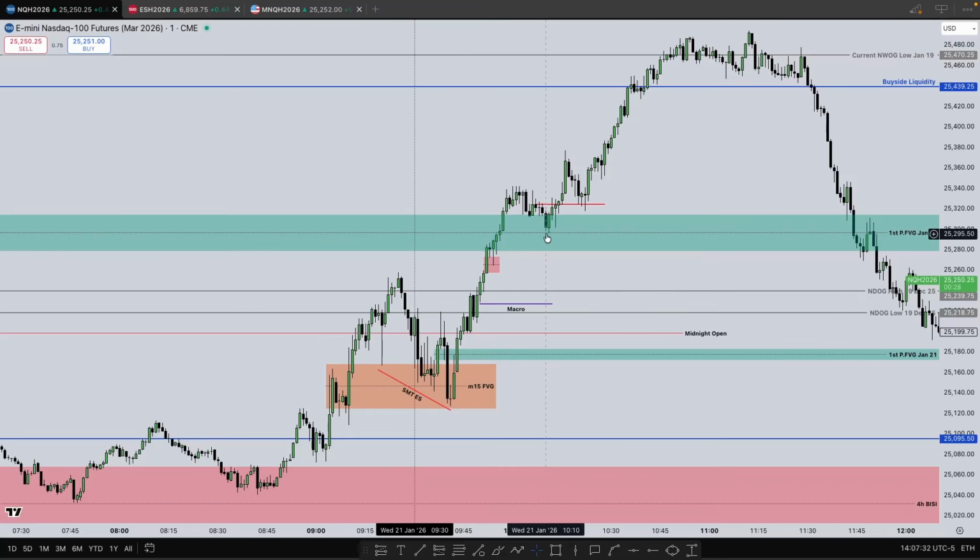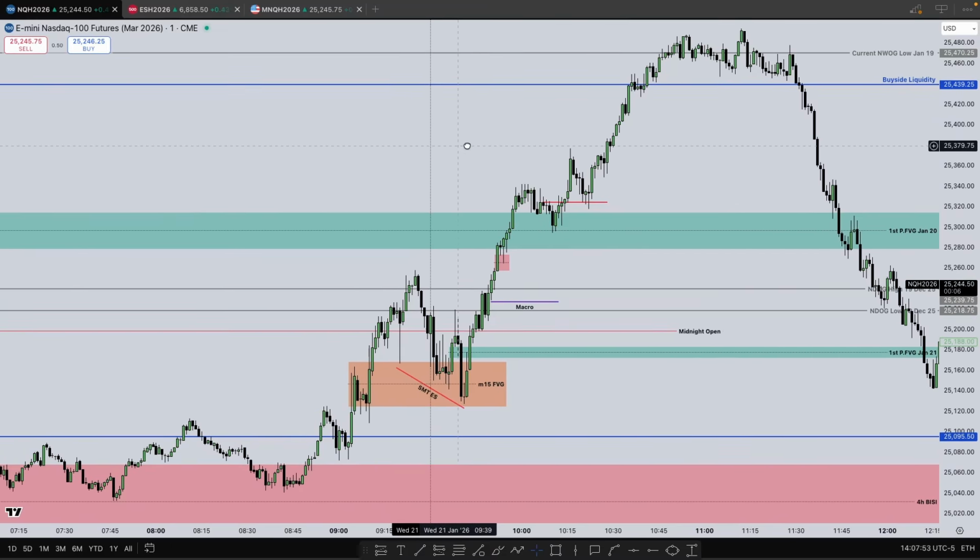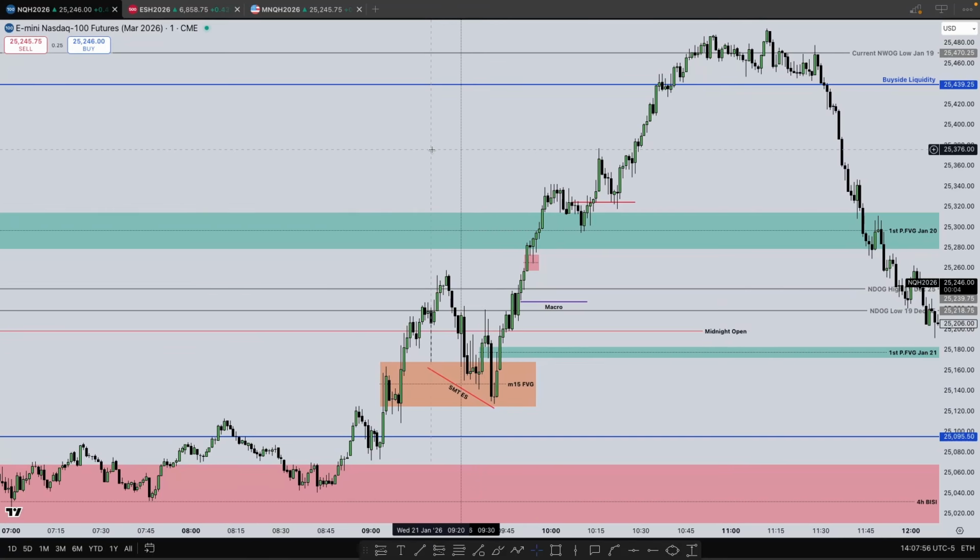We saw price continue higher, closing above the first presented FVG that formed yesterday and had a nice reaction on the midpoint of the first presented FVG. Just right there, we saw a continuation higher, leaving these consecutive down close candles, which now form an order block. I wanted to see a reaction of them. We had a beautiful reaction on them going higher into the buy side liquidity and reaching the current new week opening gap. That's definitely what I had for you today.